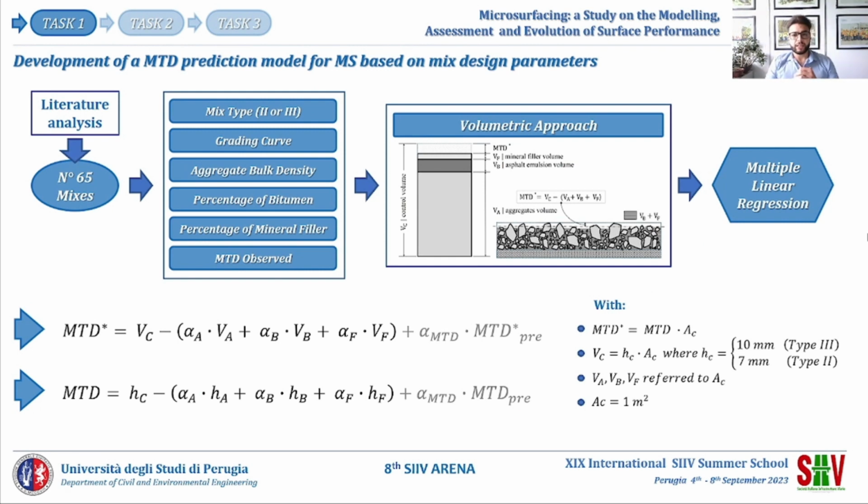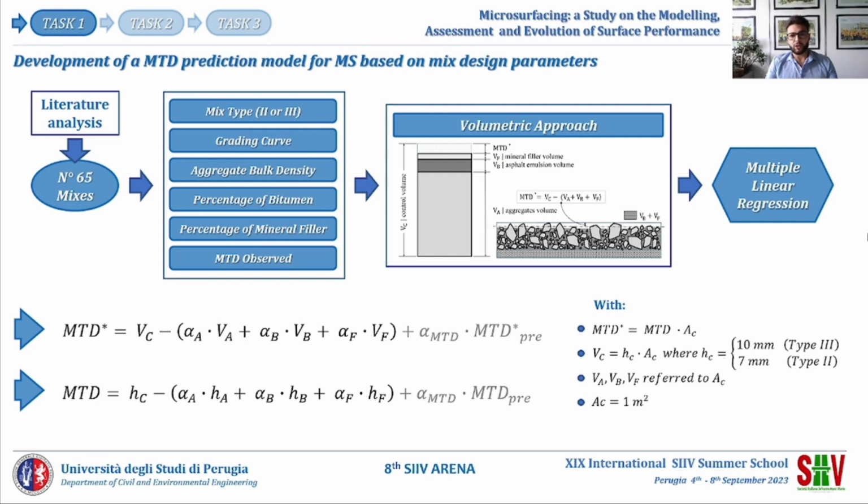The analysis of literature provides 65 microsurfacing applications, gathering information about the aggregate gradation, the bitumen emulsion and mineral filler percentage, and the macrotexture achieved. Then a macrotexture model was set up in terms of one main equation based on a volumetric approach by using a multiple linear regression.